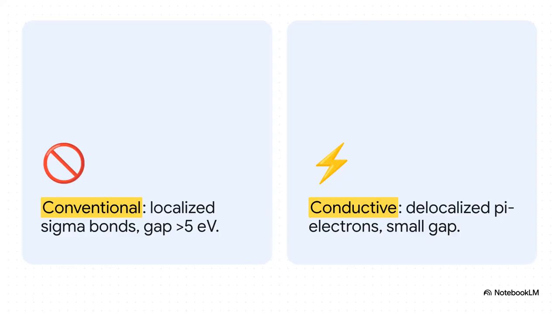Now, you might be wondering why conventional plastics act as insulators in the first place. Well, it comes down to localized sigma bonds. Because electrons are locked in place, it creates a massive energetic barrier, a band gap larger than 5 electron volts. That's just way too wide for electrons to jump. Conductive polymers, on the other hand, hack this system using delocalized pi electrons, which dramatically shrinks that energetic gap.